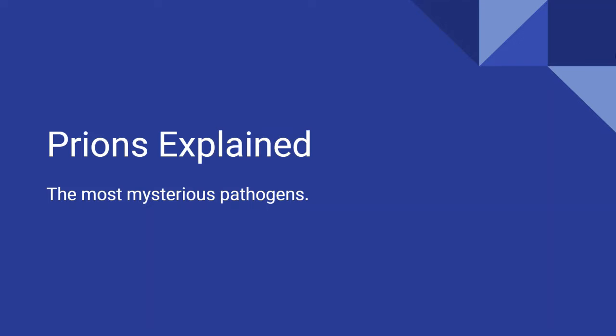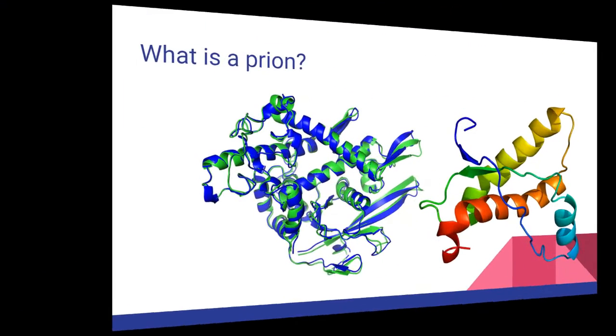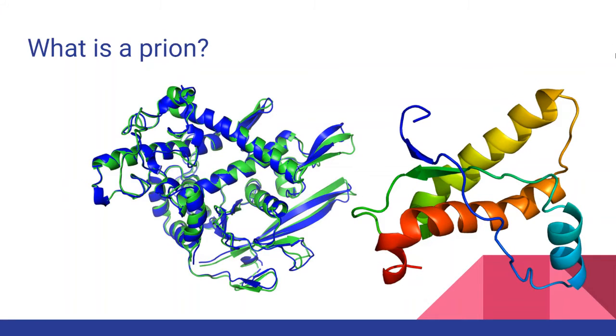So when we think of pathogens, we usually think of tiny microorganisms, or maybe sometimes fungi or some sort of parasite or insect. So we think of viruses, bacteria, things like that. But what if I told you that prions aren't even alive? So let's get into it. First, what is a prion?